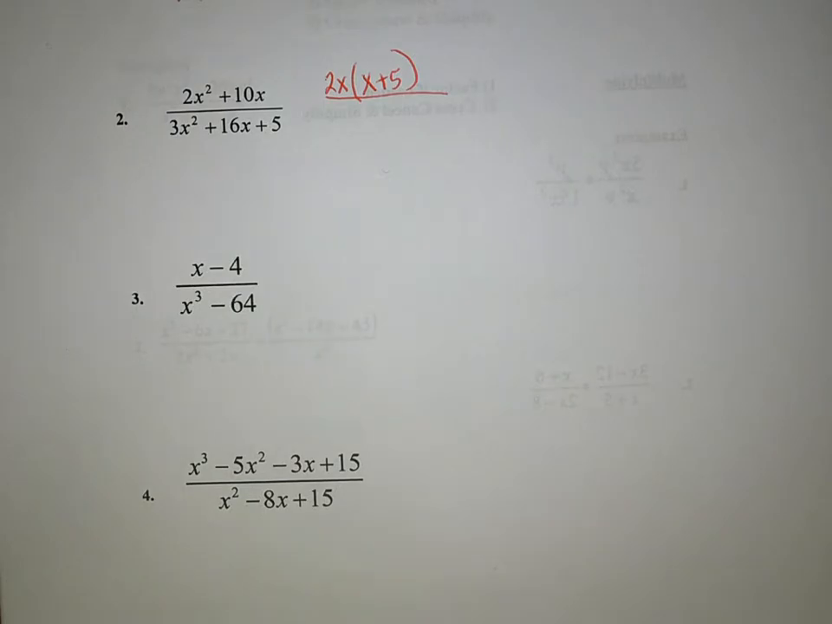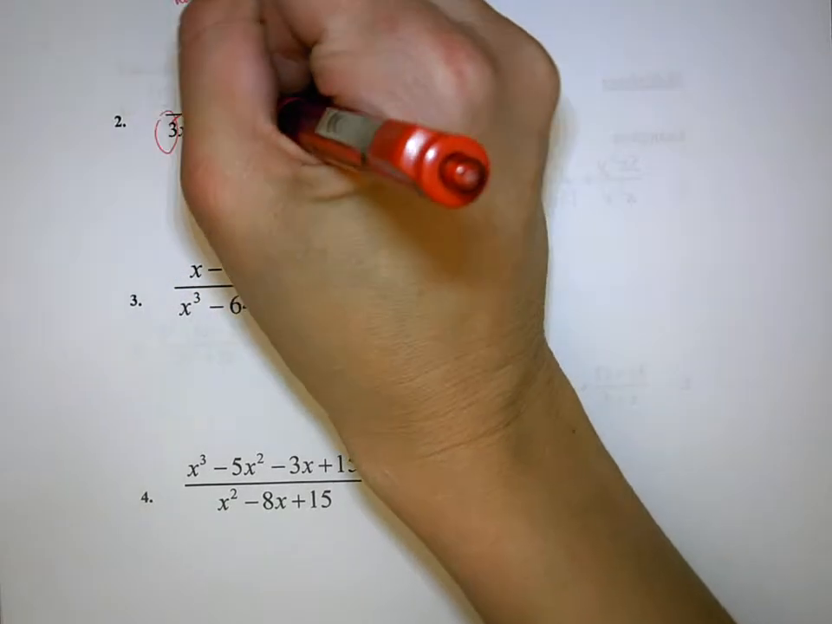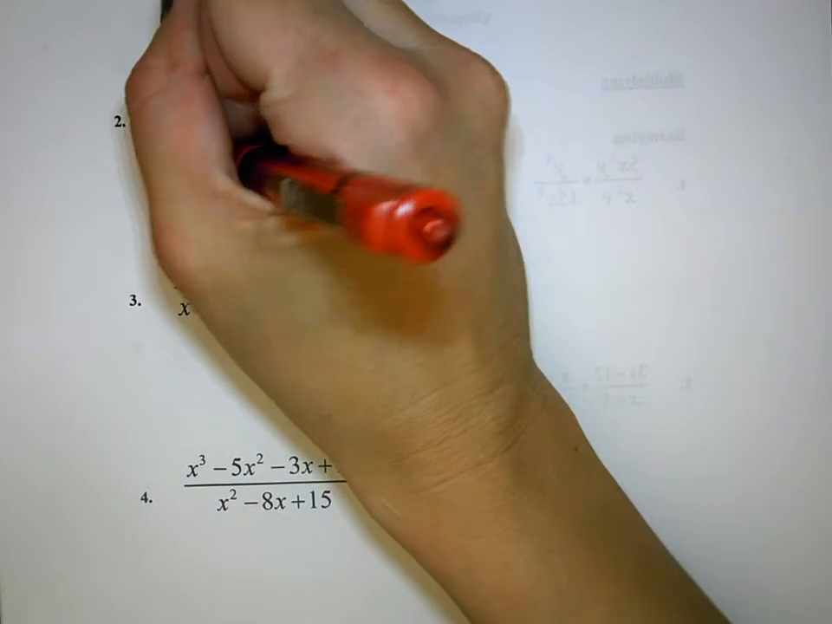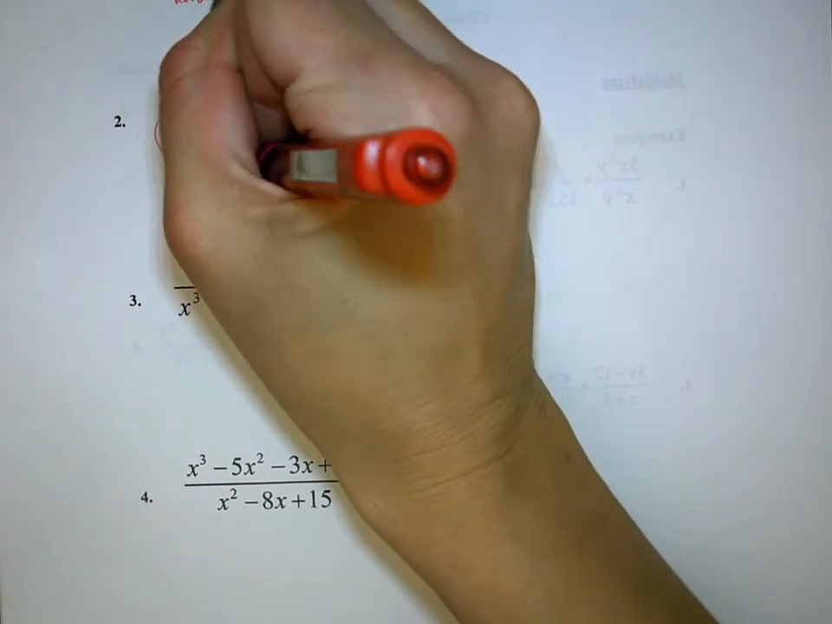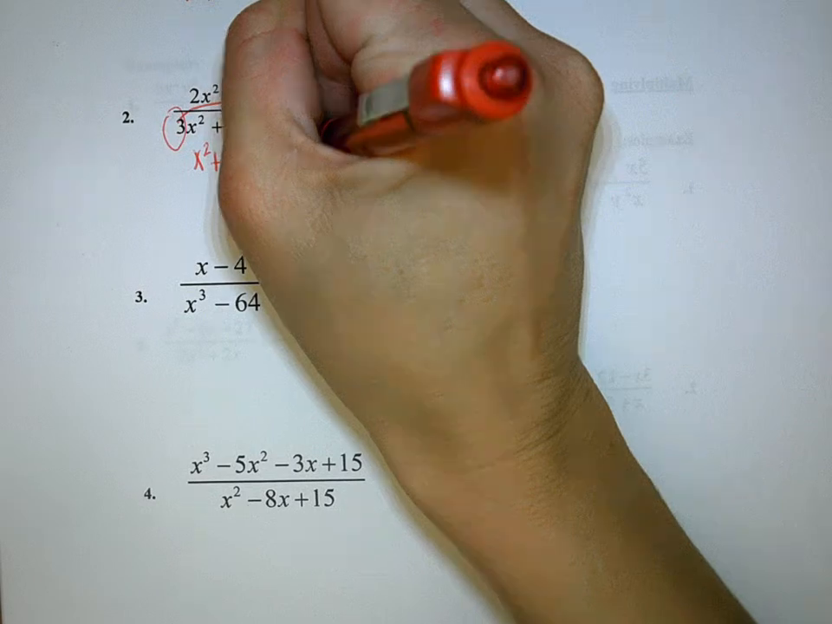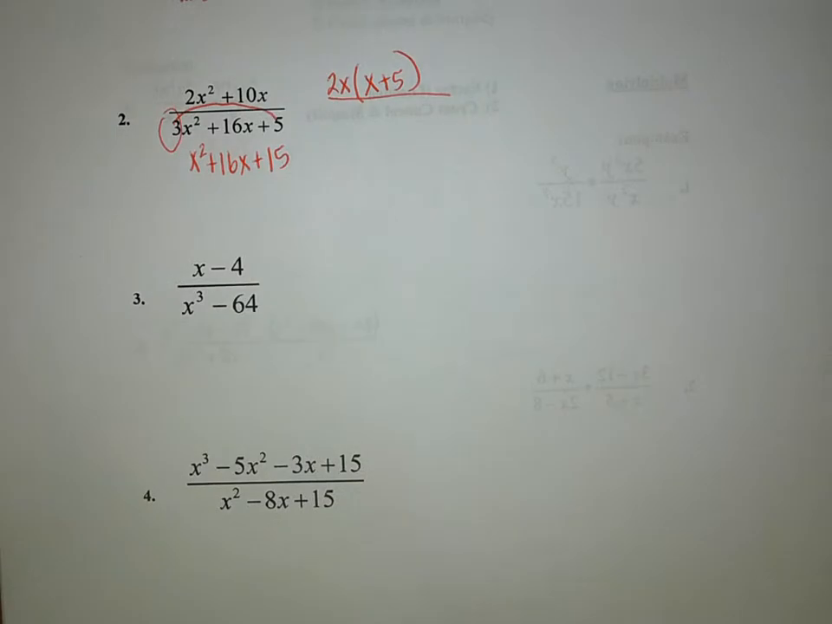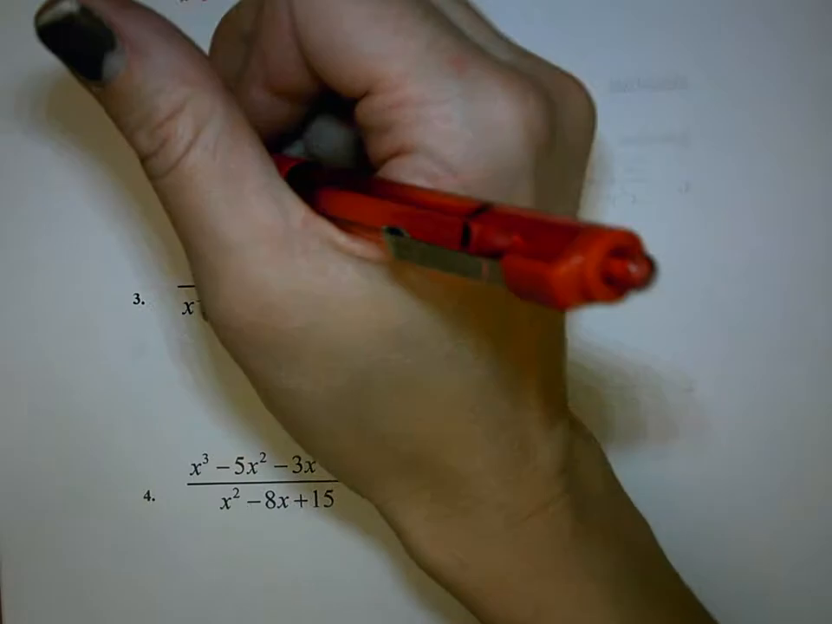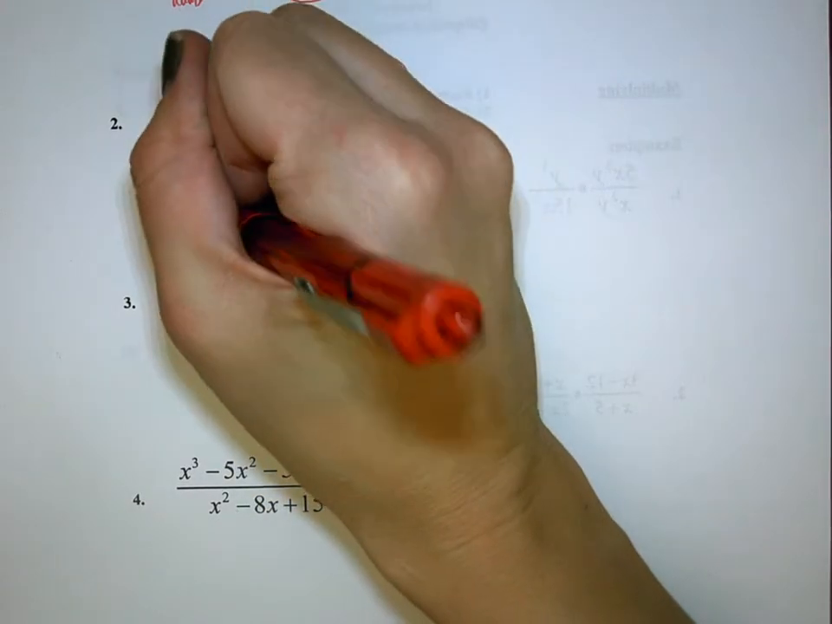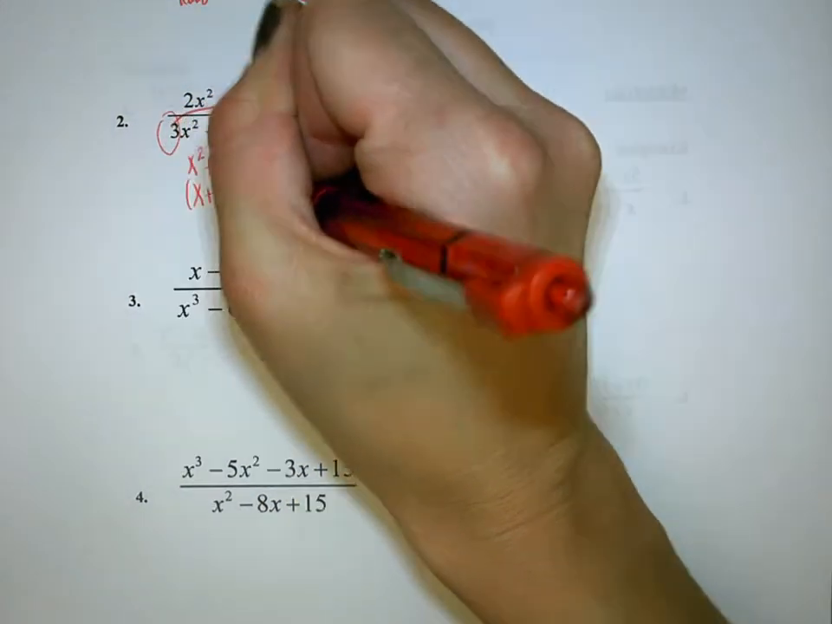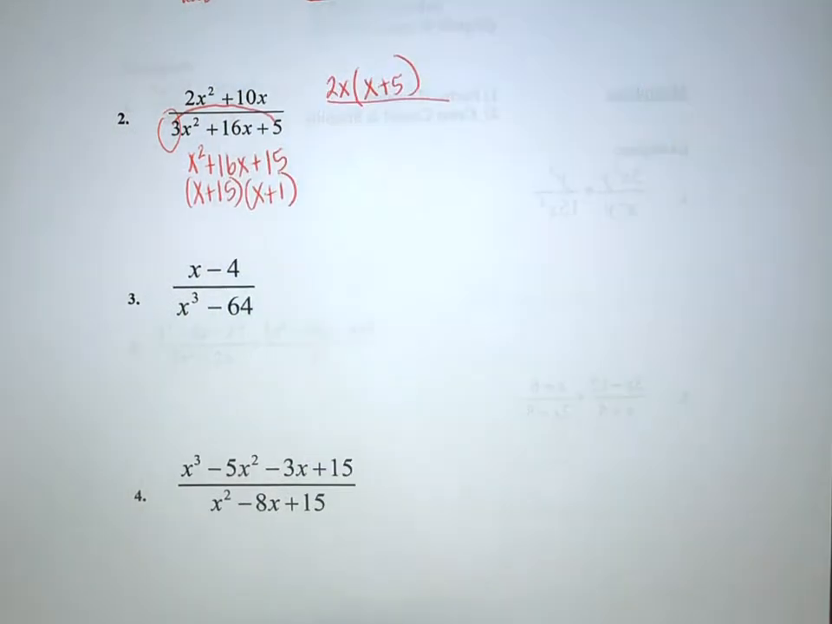No. So when we have a number in front, which method do we use to factor that? Bottoms up, over, under, whatever you say. So I'm going over by 3, under by 5. We get x squared plus 16x plus 15. So what numbers multiply to be 15 and add to be 16? Good, 15 and 1. They add to be 16 and multiply to be 15. So I have x plus 15 and x plus 1.